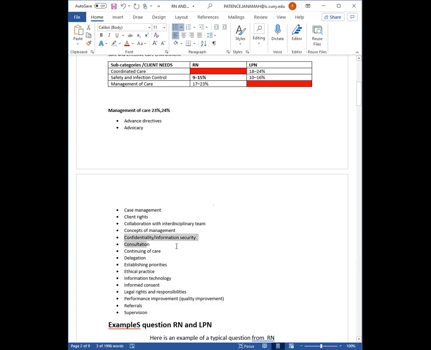Patient confidentiality, we know the HIPAA law already. Consultation, you don't take individual decisions at all times. I have sat in interviews where they ask nurses, are you independent? And the nurse will say, yes, I'm fully independent and I'm this and that. Nursing is not an independent job. It's a 24-hour job. You should be able to consult other people when you need help.